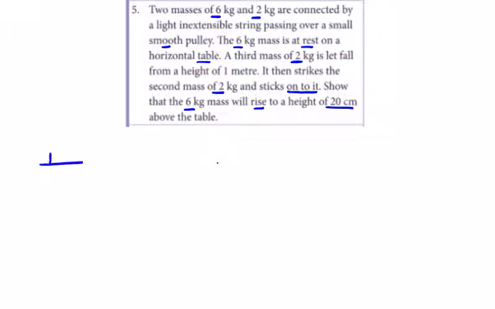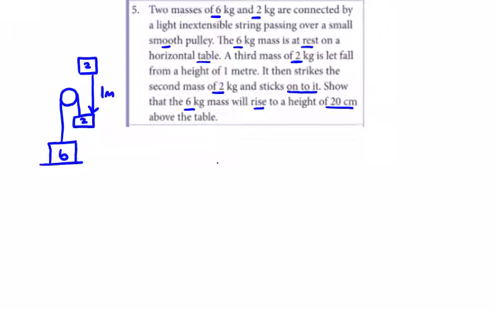Okay, let's have a look what's going on here. We have this 6 kg, it's at rest on a table. It's going up over a smooth pulley, and there is a 2 kilogram mass here. And then a third mass is let fall from a height of 1 meter. It doesn't tell us how far the 2 kilogram mass is, so let's take this one as the other 2 kilogram mass. It's falling this distance here, a height of 1 meter, and it's going to stick to the other 2, and then 6 is going to come up off the table.